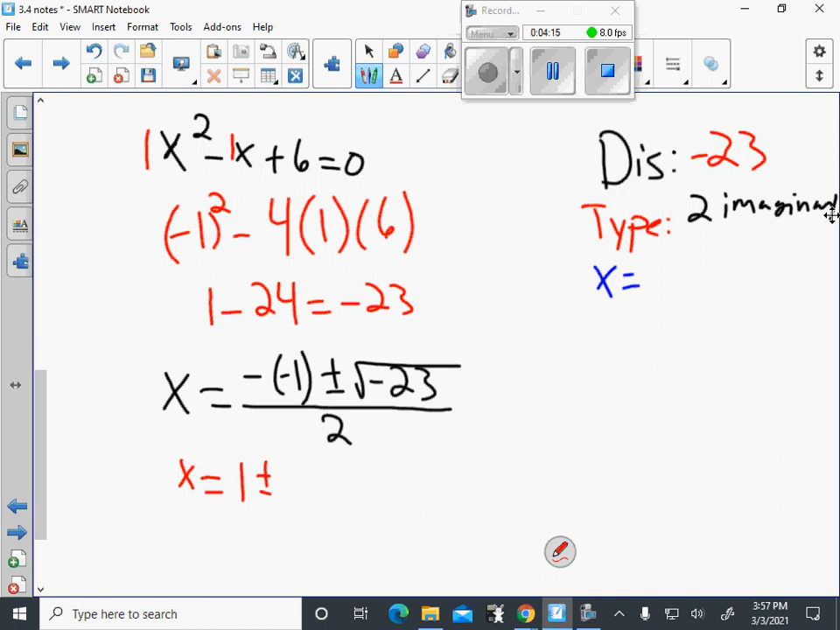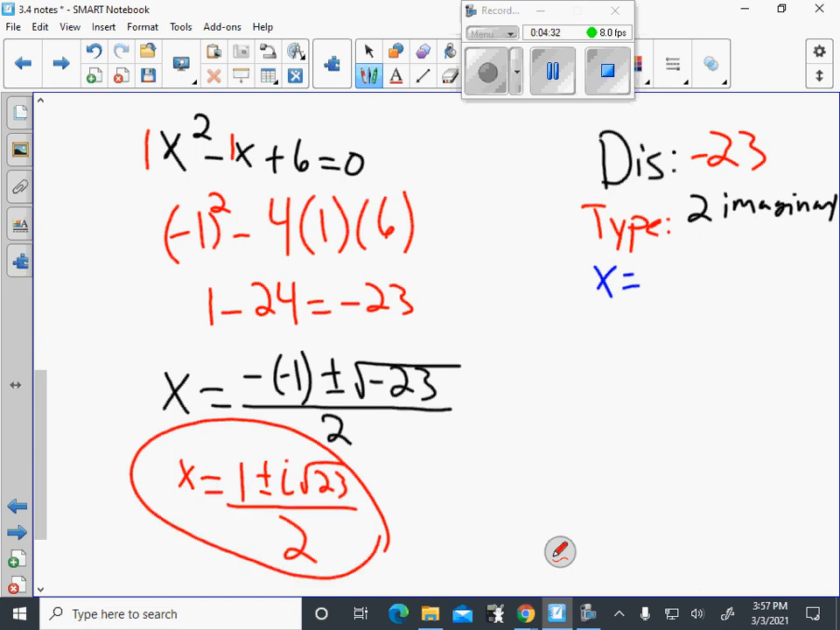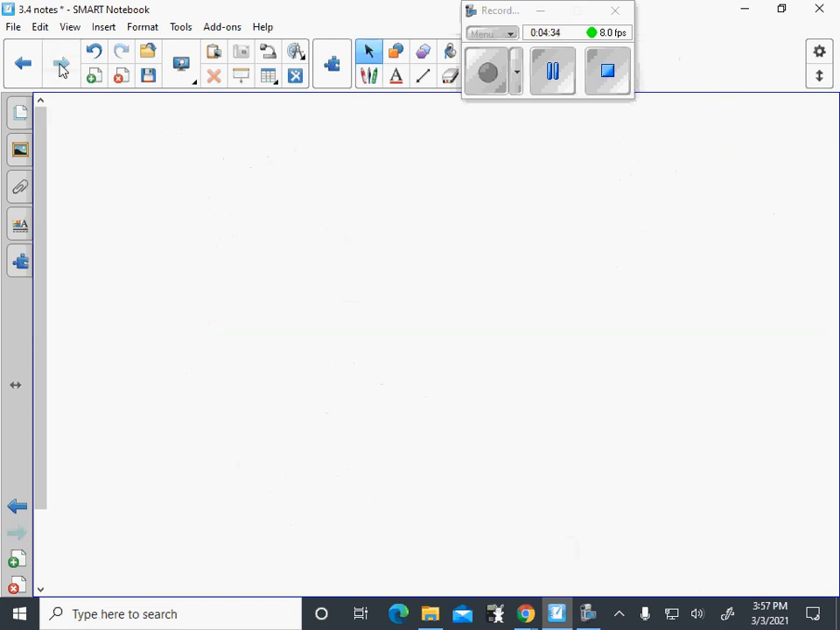Can we simplify the square root of negative 23? We can't simplify the square root of 23, but we can take out that negative with just an i, all over 2. That is our final answer. That is what x equals. That is it.